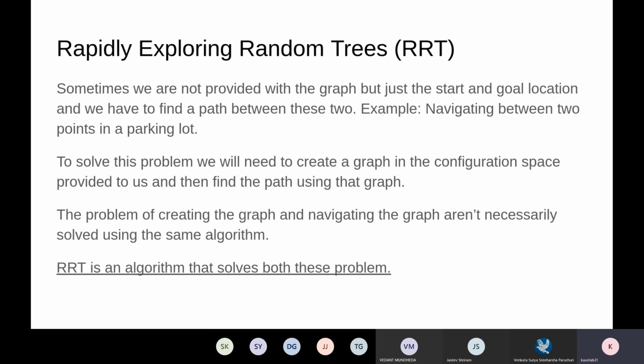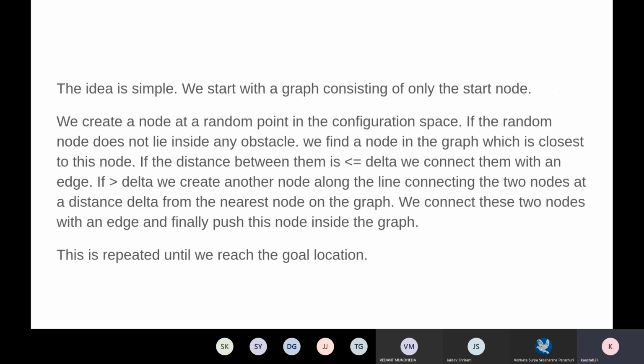For this, what we generally do is if we know the configuration space, we create a graph in that space and then find the paths using that graph. Now, generally, these are two separate problems and are solved by two separate algorithms. But Rapidly-exploring Random Trees is one algorithm that solves both these problems. So here we start with a graph with just a single node, that is the start node.